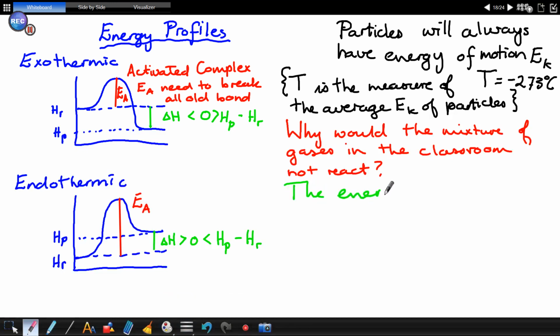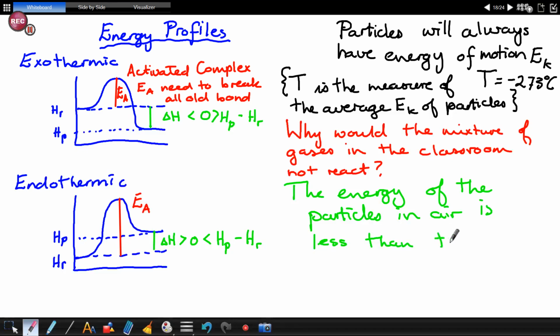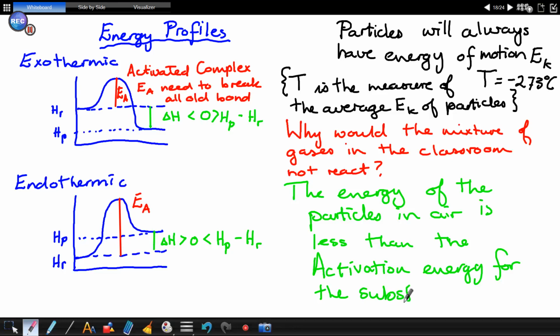Okay, so our answer there is the energy of the particles in air is less than the activation energy for the substances to react.